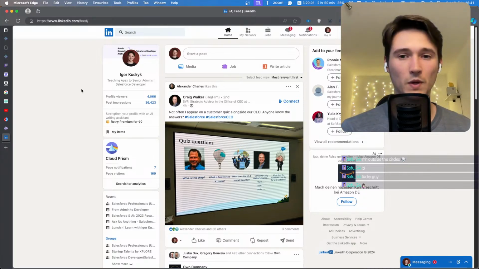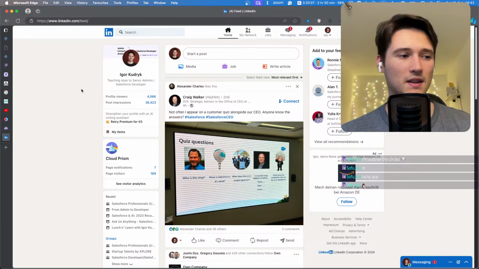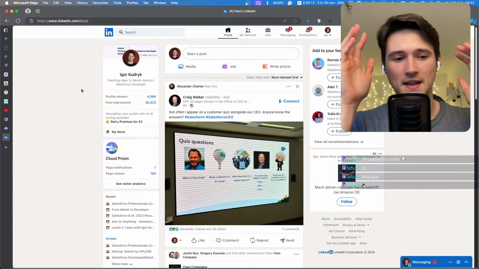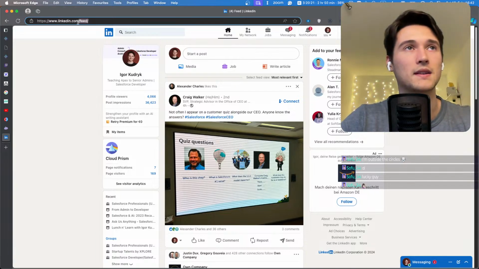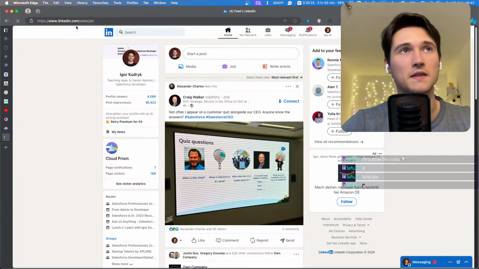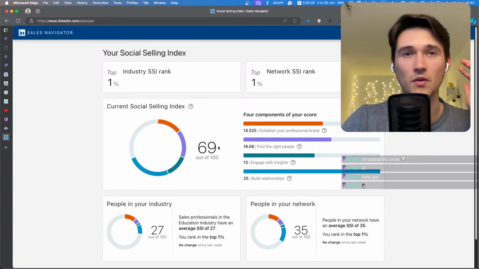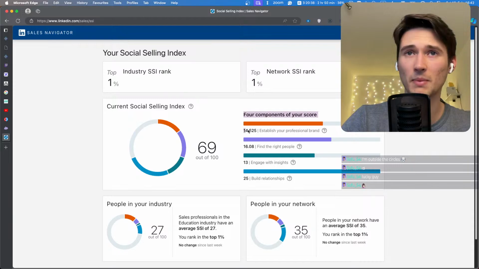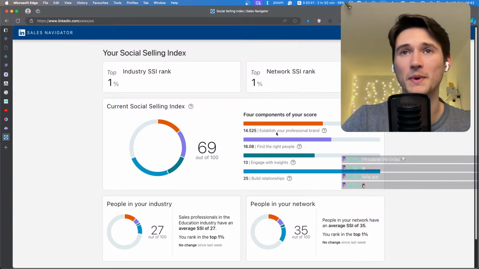And my tweak to this whole lead gen thing is that I was also creating content for those accounts. The thing about LinkedIn is that it has this SSI score. If you go to LinkedIn, then Sales, then SSI, it's going to show you your SSI score. There's no really logical explanation why, for example, I have 25 out of 25 for build relationships, but only 14.5 for establish your professional brand. What does it even mean?